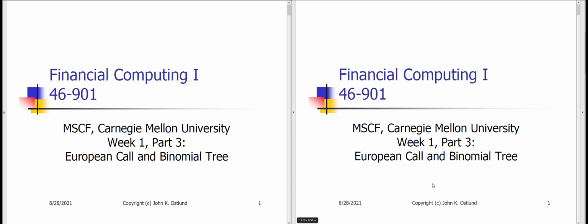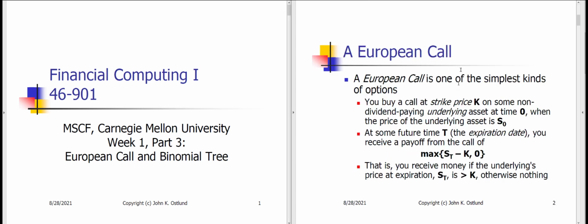Now in week 1, part 3, we're going to do a preview of coming attractions of sorts. We're going to take a look at a European call option and how to price such an option using a binomial tree pricing model. And we'll also talk briefly about the Black-Scholes-Merton closed form formula that you can use for pricing European options as well.